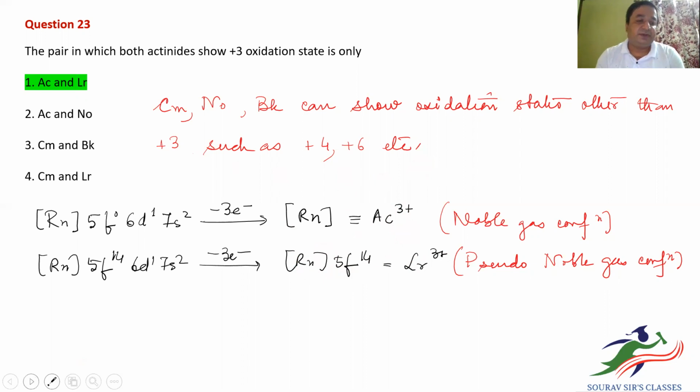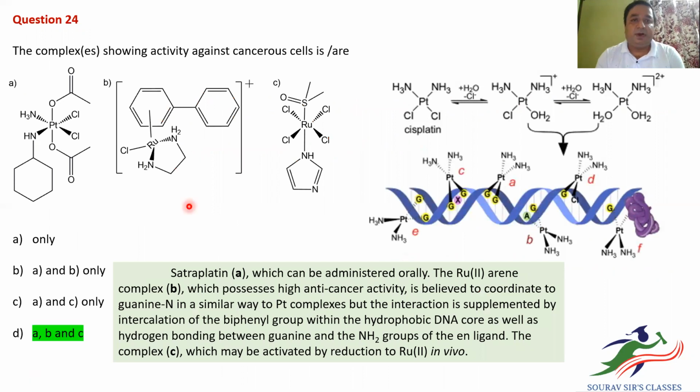For the next question, here we have been given question number 24, the complex showing activity against cancerous cells. The question is directly from Atkins. Just go into the bioinorganic chapter and you will find this under metal-based drugs. Here we have a complex A which is very similar to cisplatin. It is called satraplatin, that is A. This is a ruthenium-based drug. This is also a ruthenium-based drug.